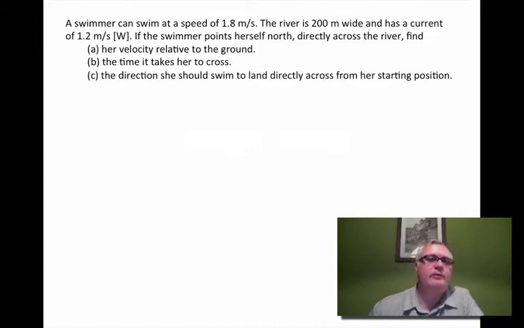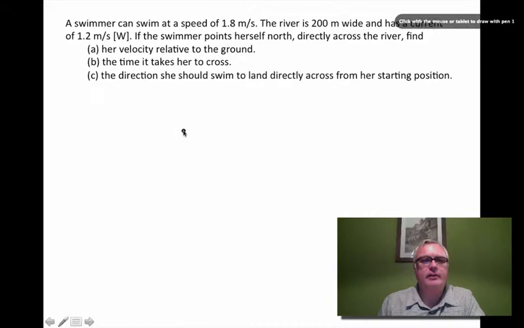So suppose we have a swimmer that can swim at a speed of 1.8 meters per second. They want to cross a river that's 200 meters wide, but has a current flowing at 1.2 meters per second west. And if the swimmer goes directly north across the river, we want to find A, her velocity relative to the ground. So the first thing I'm going to do is draw myself a little diagram.